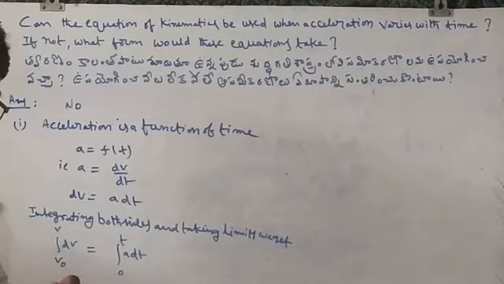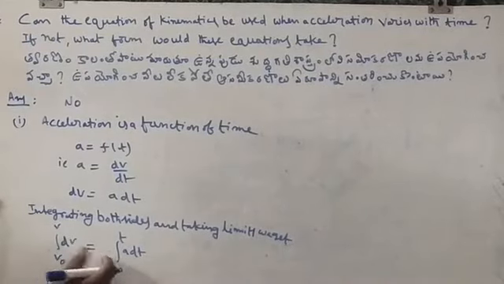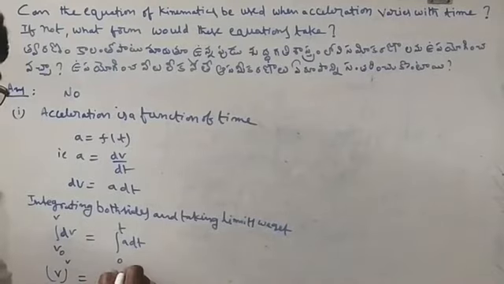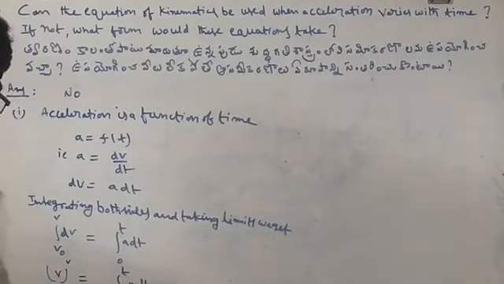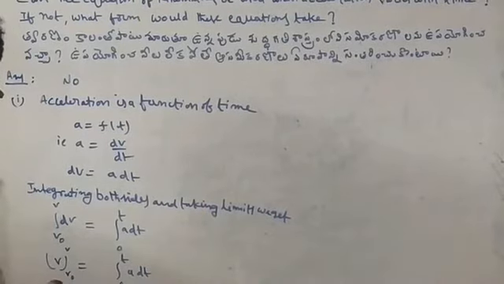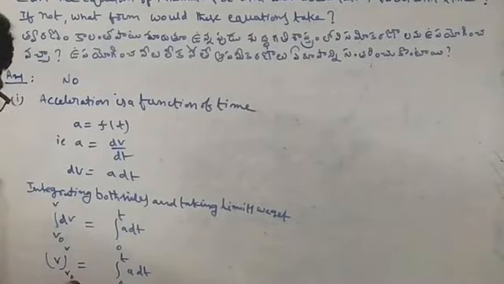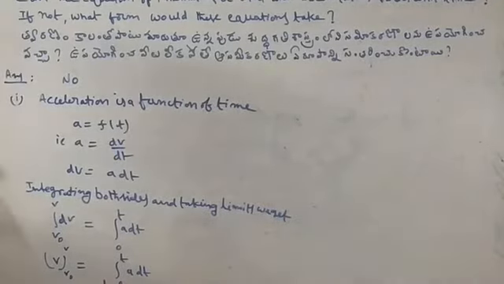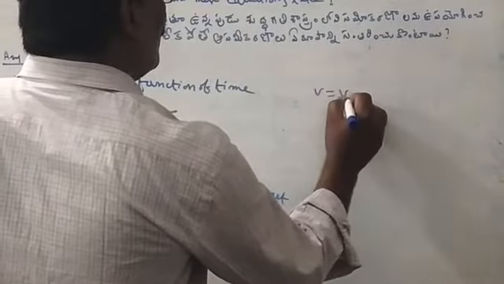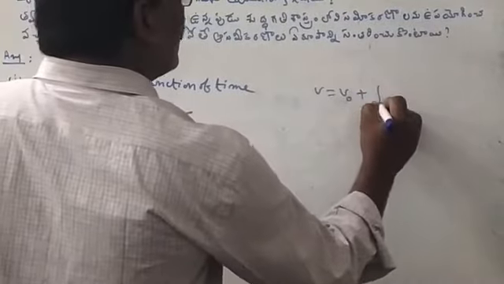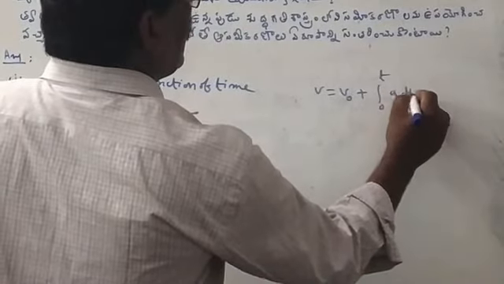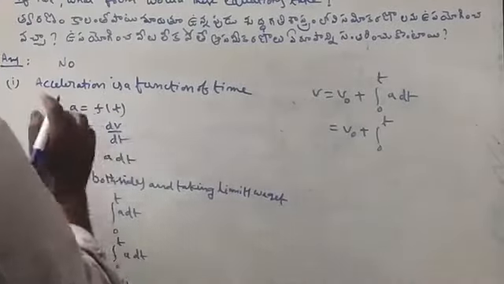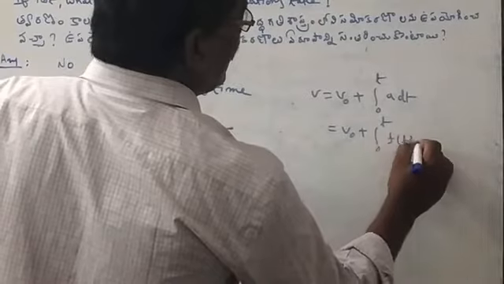Integral dv means v. Limits v0 to v is equal to integral 0 to t a dt. First you apply upper limit v minus lower limit v0 is equal to integral 0 to t a dt. So v is equal to v0 plus integral 0 to t a dt. Again a means f of t, so v is equal to v0 plus integral 0 to t f of t dt. This is the answer.